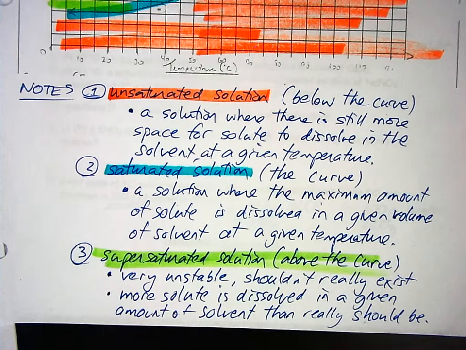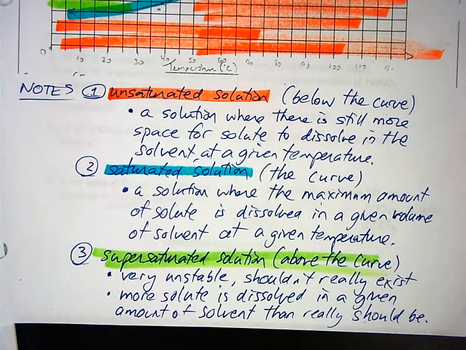So below the curve we've got a solution where there's still more space for solute to dissolve in the solvent at a given temperature. Along the curve or the line, this is a saturated solution. It's where the maximum amount of solute is dissolved in a given volume of solvent at a given temperature. And then finally, if you get into that region above the maximum, that's known as a supersaturated solution, which is very unstable and shouldn't really exist, but it does happen the odd time under certain circumstances.